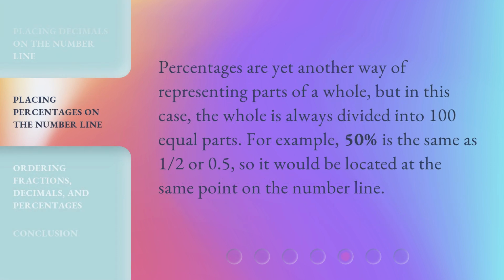Percentages are yet another way of representing parts of a whole, but in this case, the whole is always divided into 100 equal parts. For example, 50% is the same as 1/2 or 0.5, so it would be located at the same point on the number line.